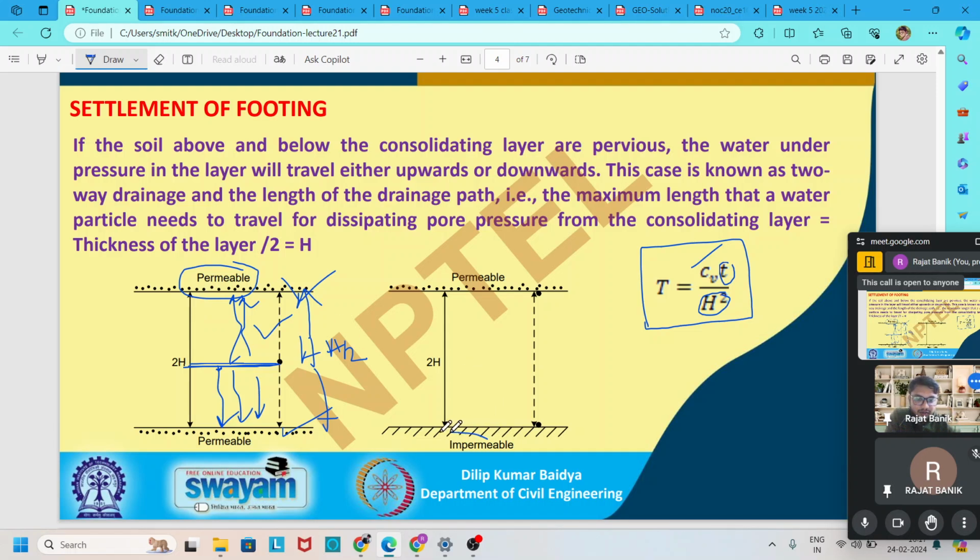But if one layer surrounding this layer is impermeable and the other is permeable, where we find this consolidation settlement, then the drainage path becomes the thickness of this layer, because the maximum travel path of a water particle to dissipate is from here to here. It cannot dissipate in this direction because it is impermeable in nature. So the maximum drainage path becomes the thickness of this layer, like this.